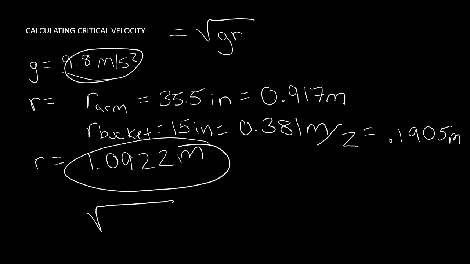Now you plug in little g times the r that we calculated. When you take the square root of that, it comes out to a critical velocity of 3.27 meters per second.